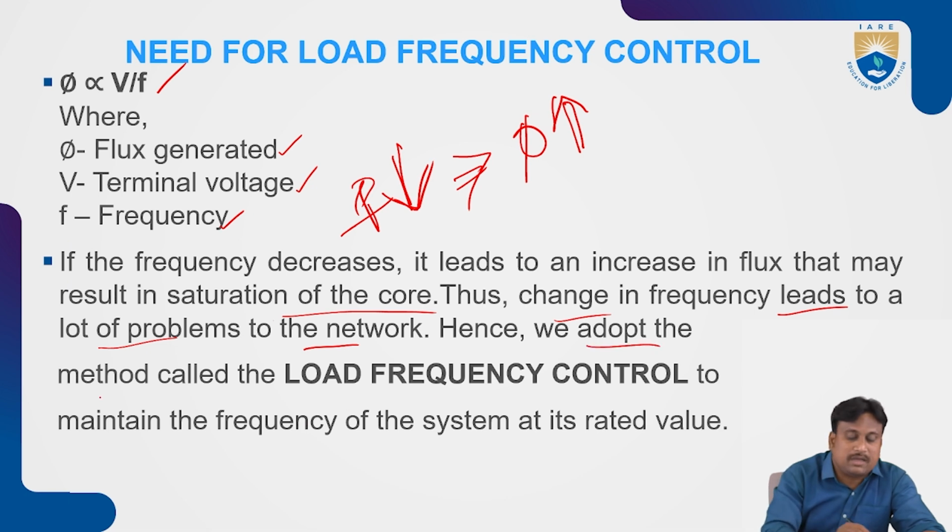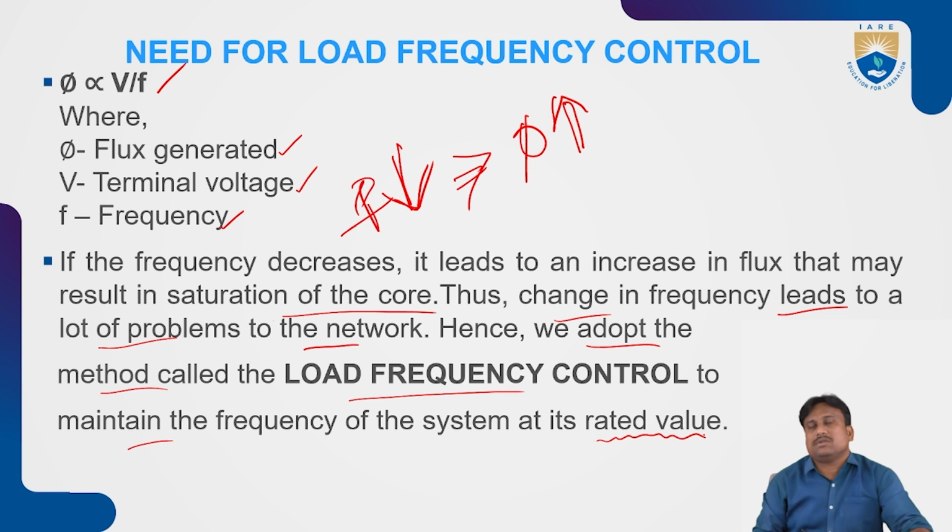So we adopt the method called load frequency control, to maintain the frequency of the system at the rated value. This must be noted: we should operate at the rated value. It should not exceed it and should not fall below that value. So we should maintain a constant frequency.